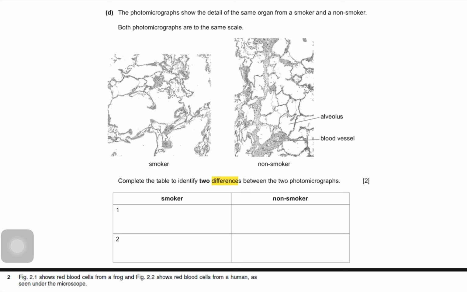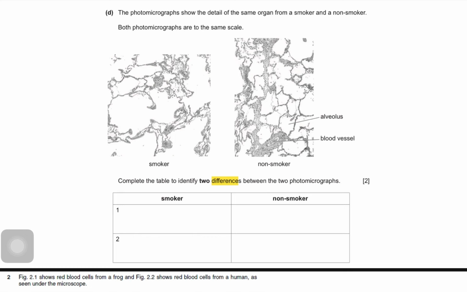Complete the table to identify two differences between the two photomicrographs. And if I'm not wrong, these are alveoli structures. So you can find various differences over here. First, let's talk about the smoker, and let's recall that we can talk about sizes. So the alveoli, you have to concern yourself with the alveoli and the overall structure.